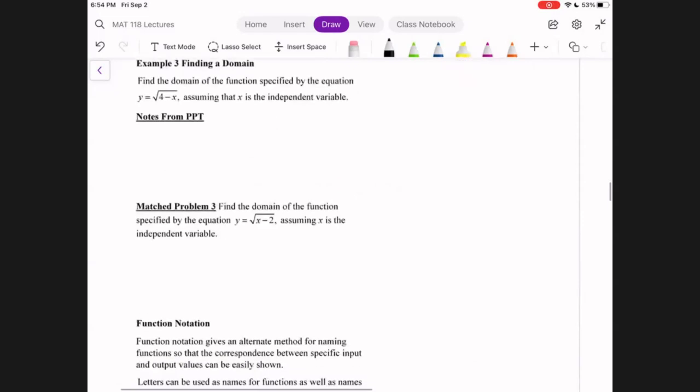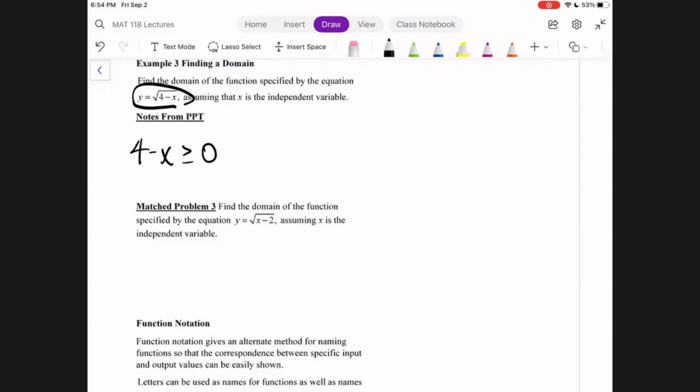So what would be the domain of this sort of function? Remember, you can't take the square root of a negative number. So I want to take what's inside, which is 4 minus x, and say it has to be greater than or equal to 0. And that'll give me all the possible inputs I can have.